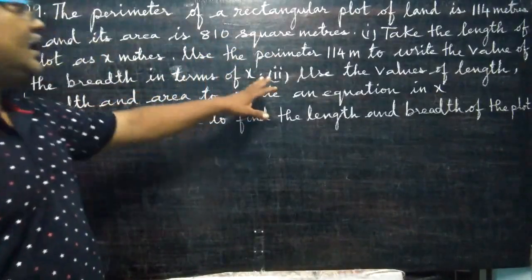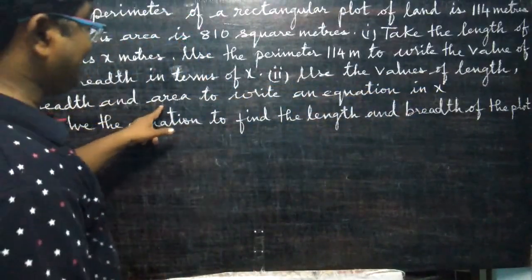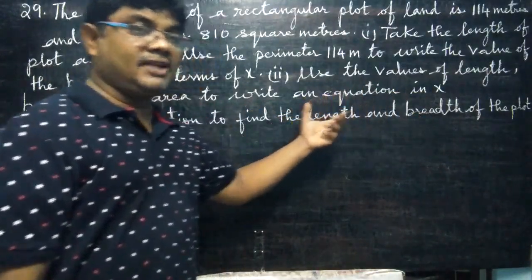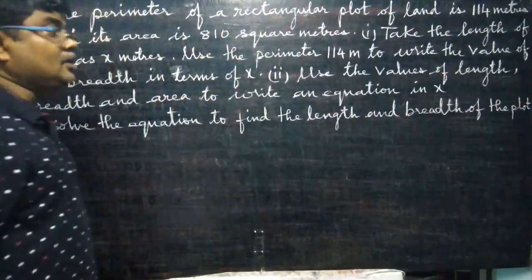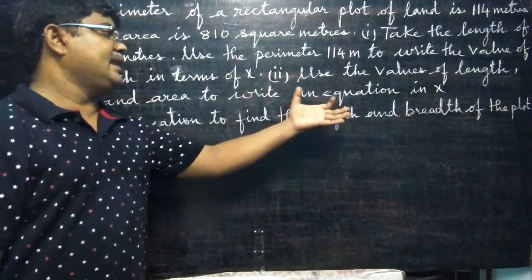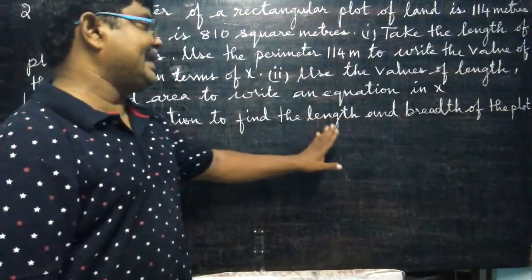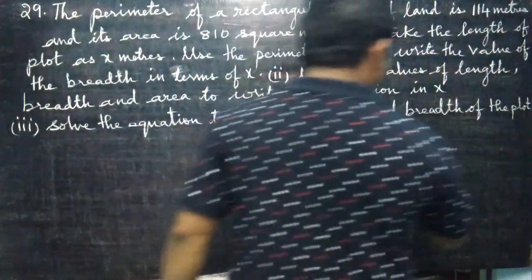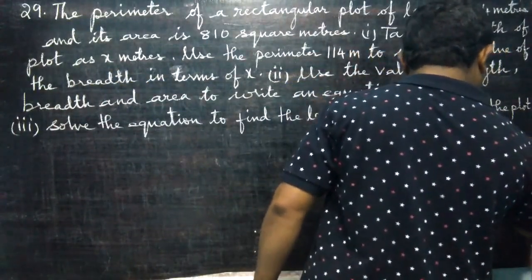Is it clear? Second bit, use the values of length, breadth and area to write an equation in x. Quadratic equation we have to write now. We have to use these values. We are going to find the values from perimeter, those values: length, breadth, area, these three. Write an equation in x. And the last third bit, solve equation to find length, breadth of the plot. You know, rectangle means the shape of the rectangle. These all come under mensuration.